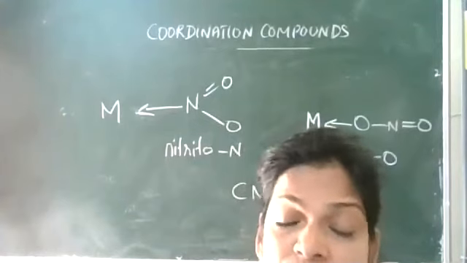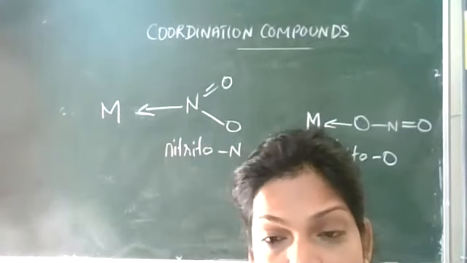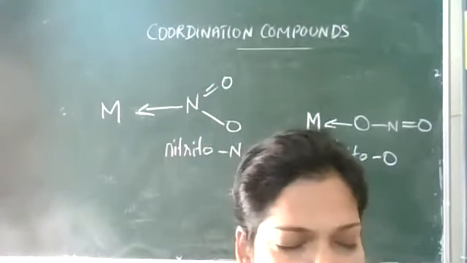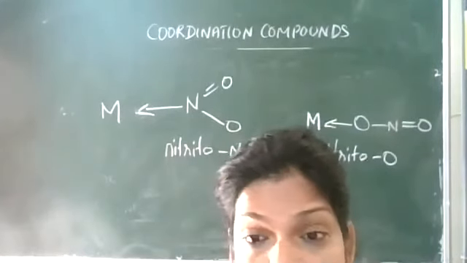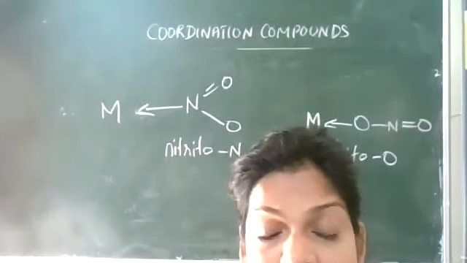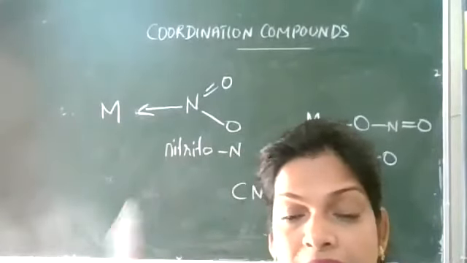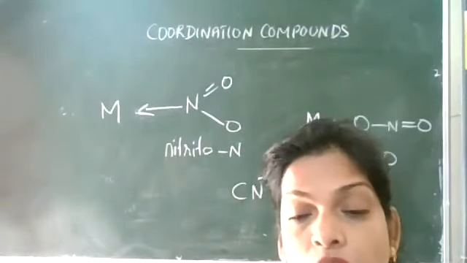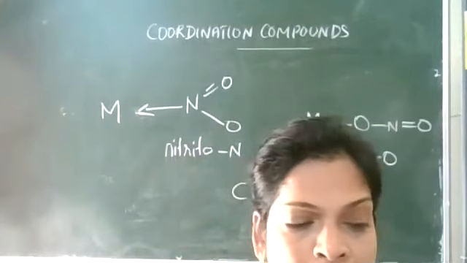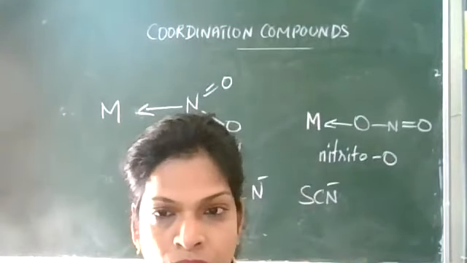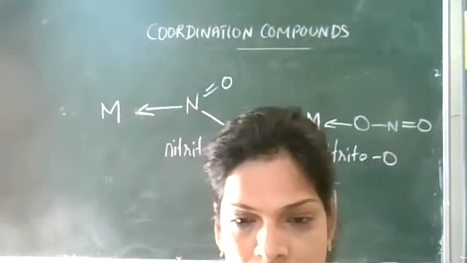Now, oxidation number of the central metal atom in the coordination entity or coordination sphere. That square bracket is called the coordination entity or coordination sphere. Now, I'm stopping.